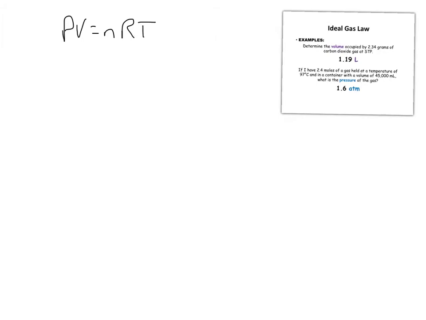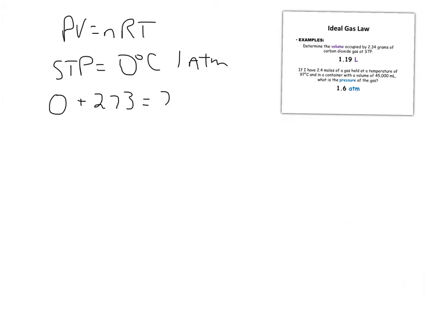Well, it says that it's at STP. Well, STP is 0 degrees Celsius and 1 ATM. So ATM works for R, but degrees Celsius does not. It needs to be in Kelvin. So Celsius plus 273 gives us our temperature in Kelvin.